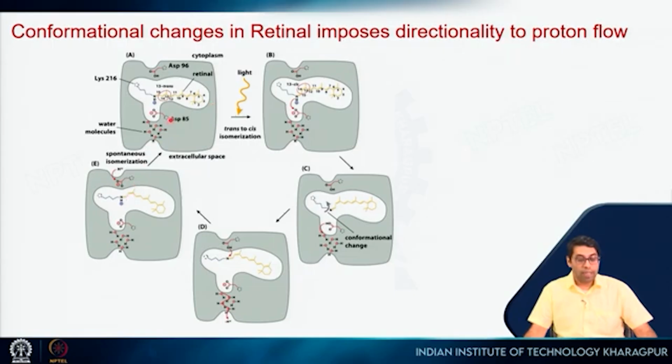So it is cis, it will relax back to the trans state because energetically trans is more favorable than cis. So it will relax back to the trans state and that is where this proton channel is regenerated. So it can absorb another photon of light and it will go through the same cycle. So in each cycle it will transfer a proton from the cytoplasmic side to the extracellular space.